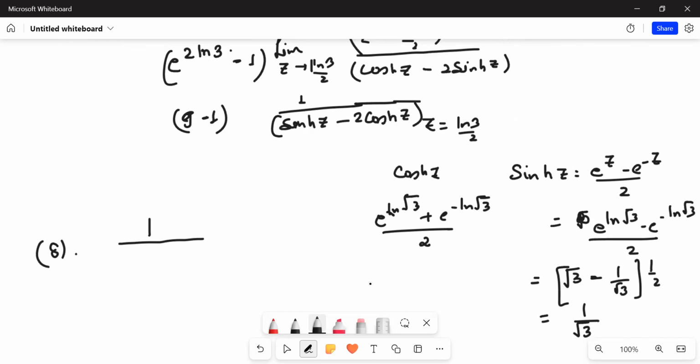And what about this? This will become root 3 plus 1 over root 3, times 1 over 2. This will be 3 plus 1, 4. 4 divided by 2 is 2. So this will be simply minus 2 into 2 divided by root 3. And this 1 over root 3 would come here.